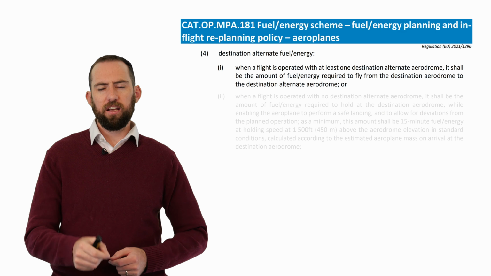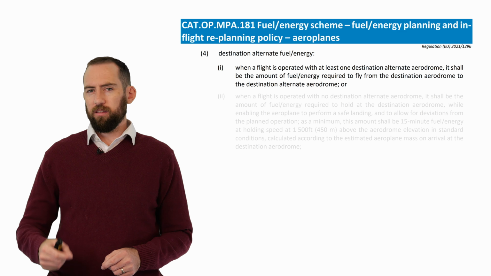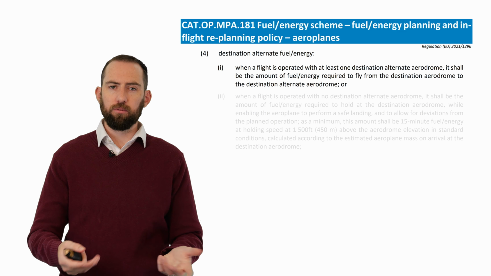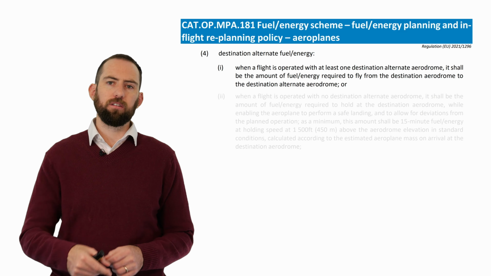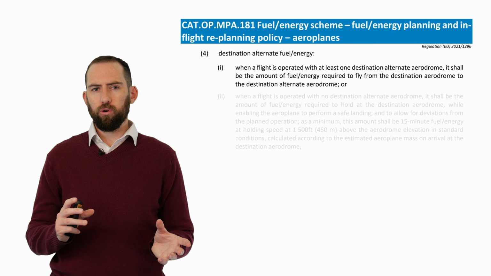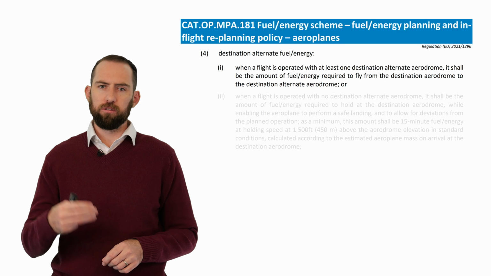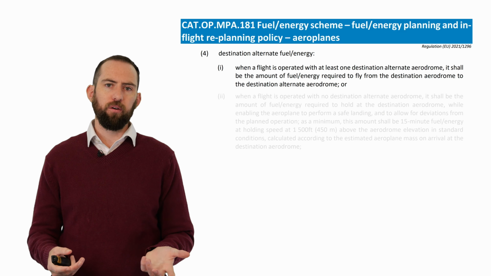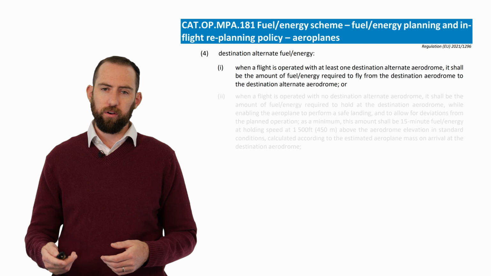On to destination alternate fuel. So this is fuel to carry the aircraft from your destination, assuming you weren't able to land, to the destination alternate aerodrome. Now your aerodrome selection policy will dictate what may be used as an alternate, and the regulations will specify rules about how many alternates are required.